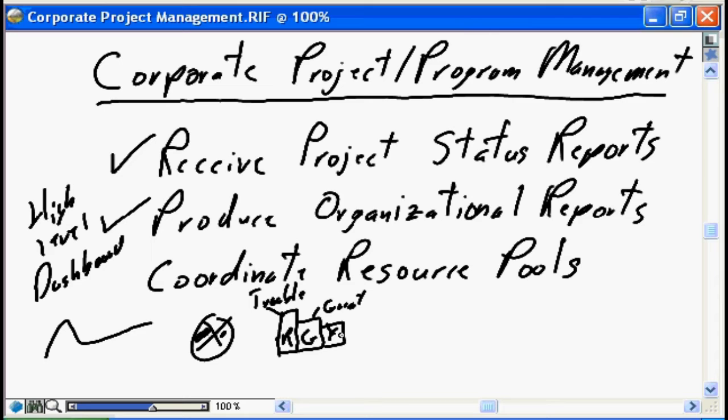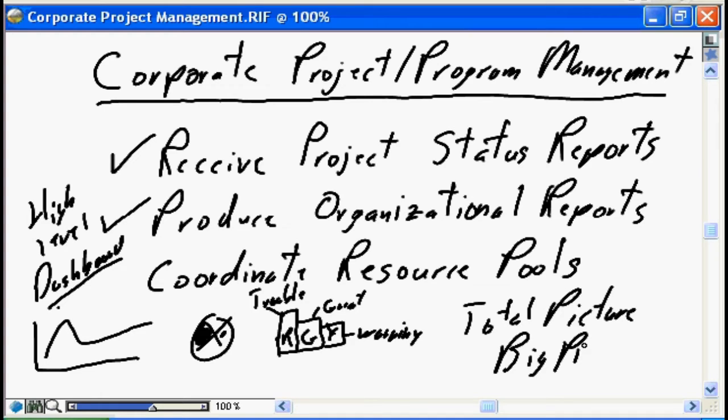Pie charts where we see where the project is, how much budget is being consumed, where the project is in the overall corporate picture, as well as run charts and various other dashboard type information to allow senior management, or any management for that matter, in the organization to see what the total picture is, or as I say, the big picture. That's through the production of the organizational reports.